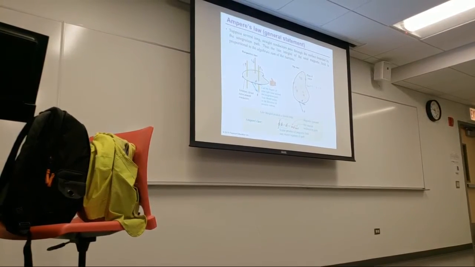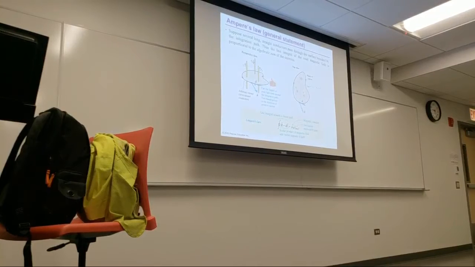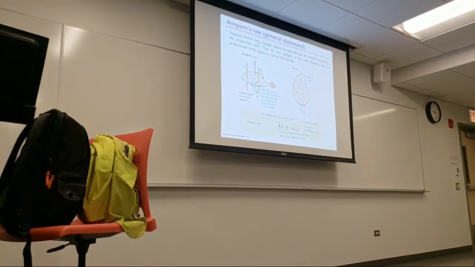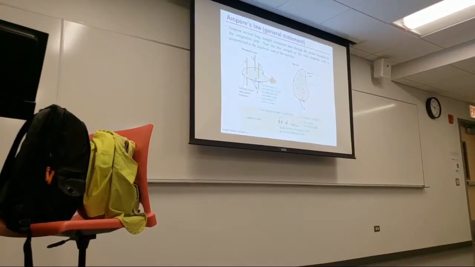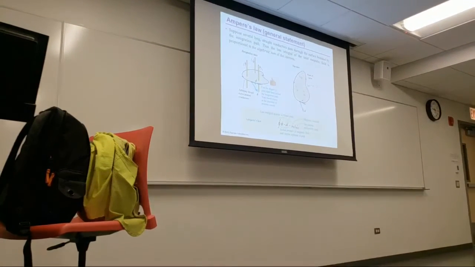Some of them could be going up, some of them could be going down. You add them. In this case, the current 2 would be negative, and therefore that would be my total current enclosed. And if the path integral is easy to calculate, I can get B, the magnetic field.